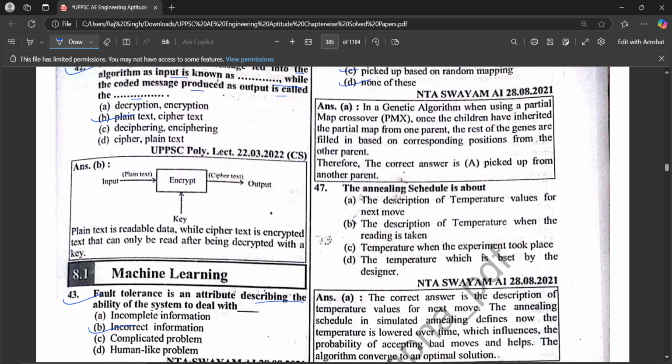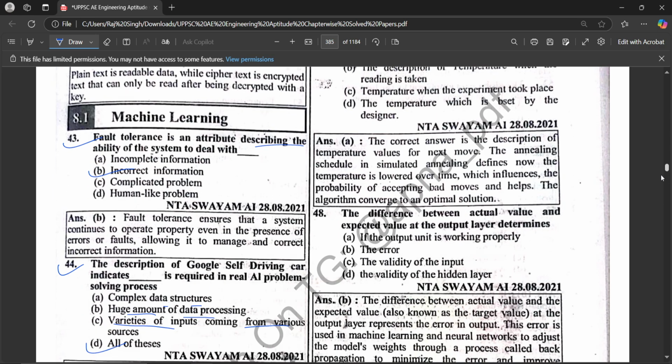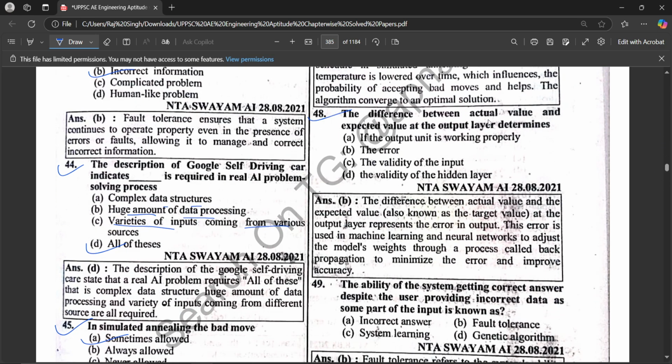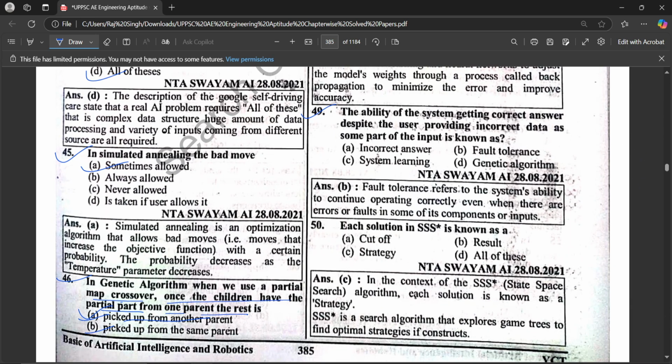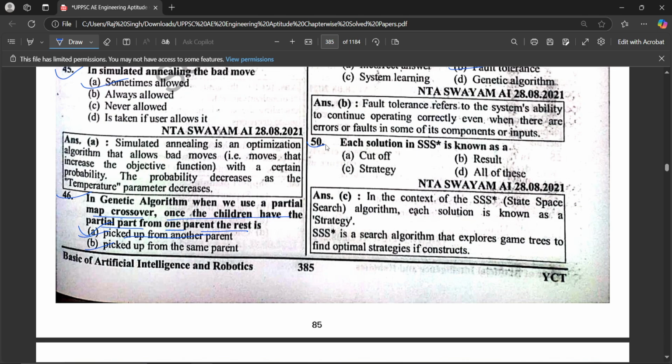Next question. The annealing schedule is about the description of temperature values for the next move. The difference between actual value and expected value at an output layer determines the error. The ability of the system to get the correct answer despite the user providing incorrect data as part of the input is known as fault tolerance. Each solution in SSS is known as behavior strategy.